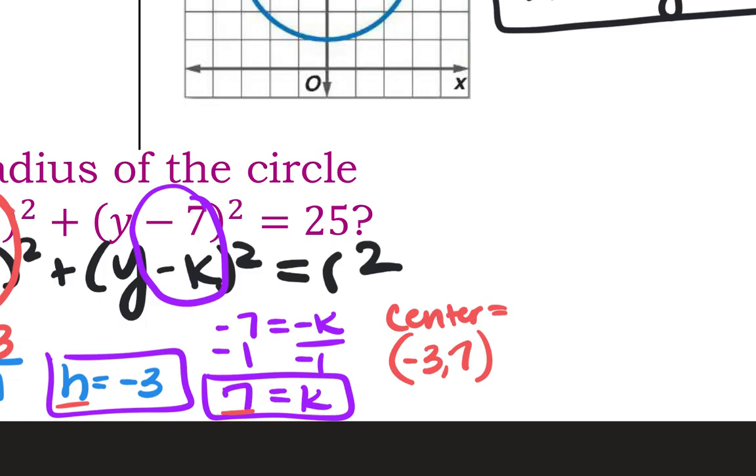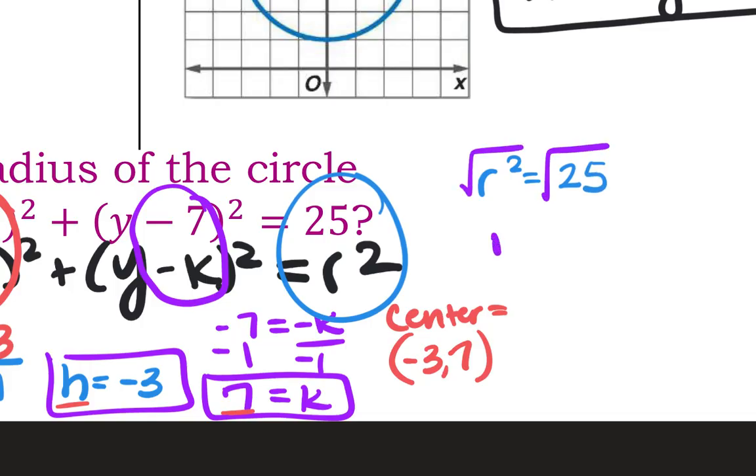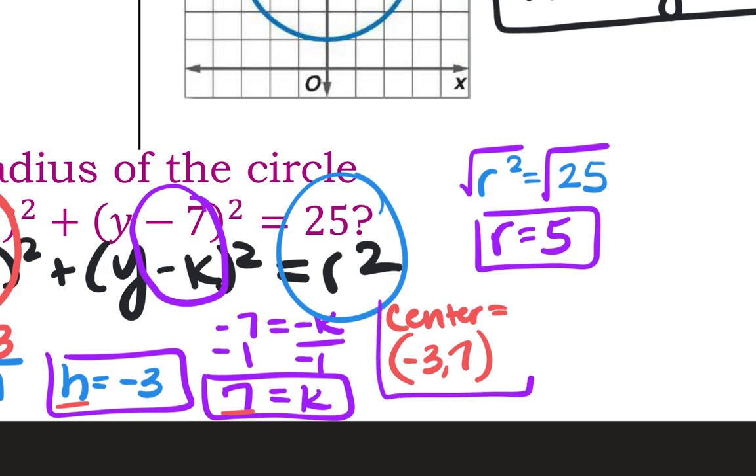Now, for the radius, r squared is equal to what? R squared is equal to 25. How do I get that r by itself? Square root it. So r is equal to 5. And there are your two answers. All right, when you're ready, we'll go over to the right side.